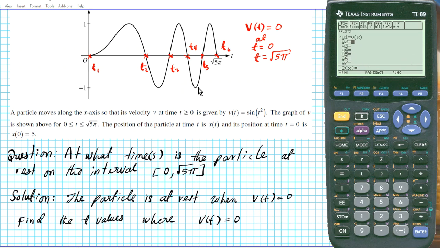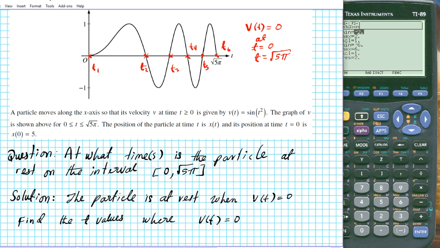Now we're going to go ahead and graph the function. Now if you take a look at the function, the windows are specified for us. You go from -1 to 1 and 0 to root 5 pi. So let's go to the window and specify our boundaries. Let me just write this down first before we type it in. So the window I'm going to use for the x, I'm going to go from 0 to root 5 pi.